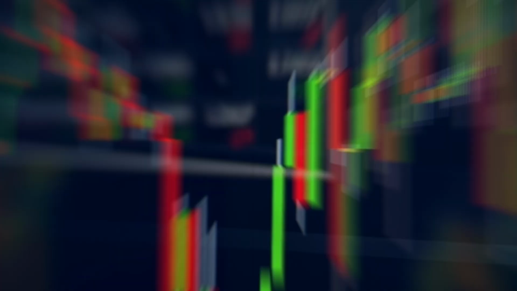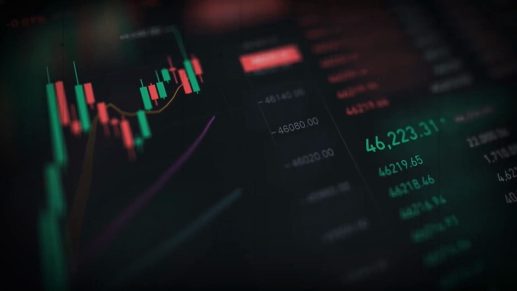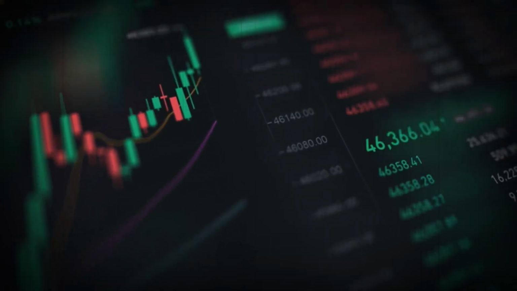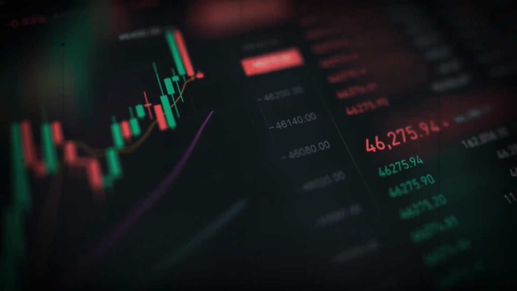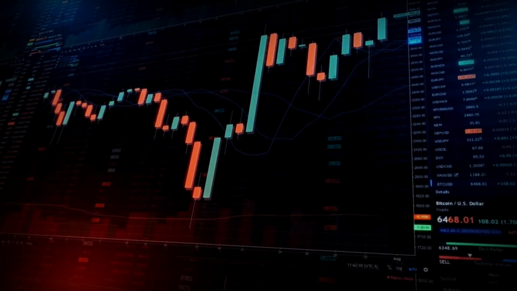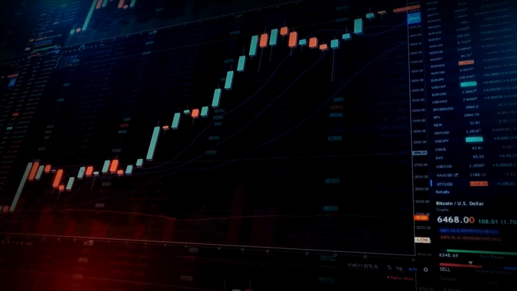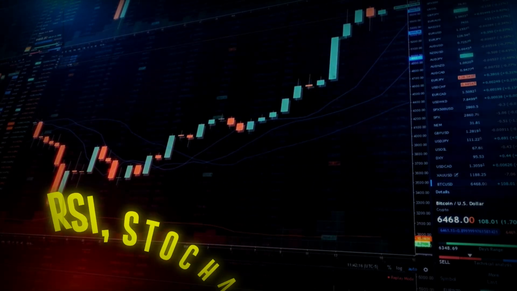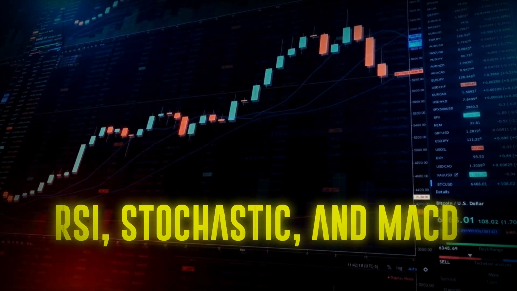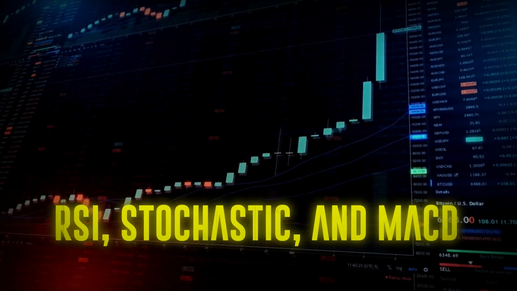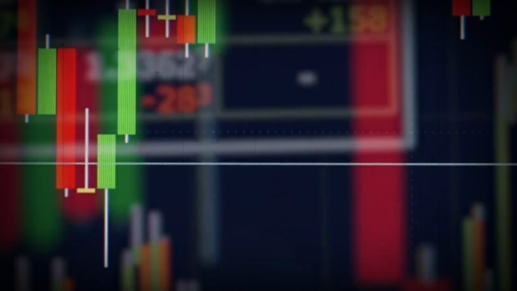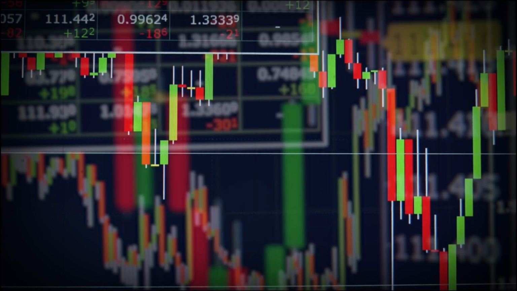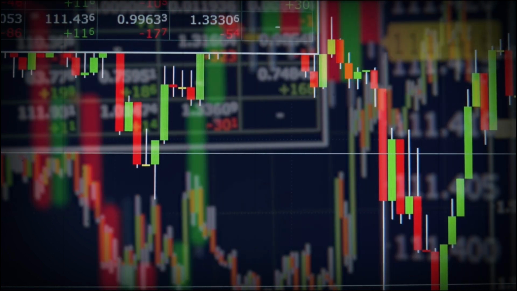Now that we've covered some of the common difficulties traders face, let's talk about some of the techniques and indicators that can help you spot reversals like a pro. One of the most powerful tools in your arsenal is the ability to read price action. Understanding how to analyze charts and identify patterns can give you a huge edge when it comes to spotting reversals. Another key technique is using indicators such as the RSI, stochastic, and MACD to identify overbought and oversold conditions. You can also use chart patterns such as the head and shoulders, inverse head and shoulders, and wedges to identify potential reversal points.